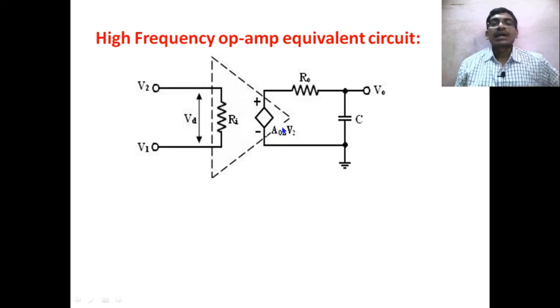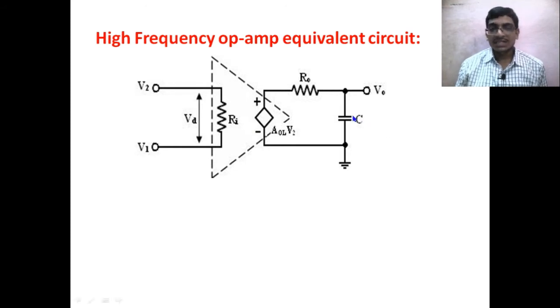AOL VD will be the dependent voltage source, depending upon the differential input voltage of the operational amplifier, which is also called Thevenin's equivalent voltage source. Along with this voltage source, we have a resistance R0, which is called Thevenin's equivalent resistance. Up to here the equivalent circuit is the same as what we use for low frequencies, but there is a capacitance effect, which is added in parallel to our output circuit, called C. This capacitance gets added in parallel with the output of our operational amplifier equivalent circuit.